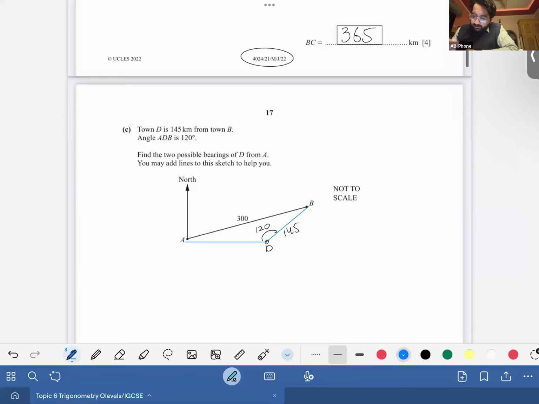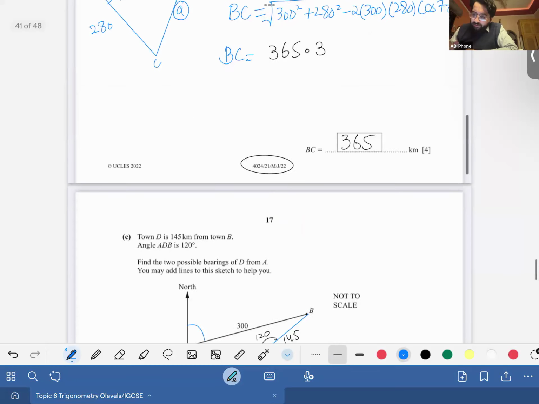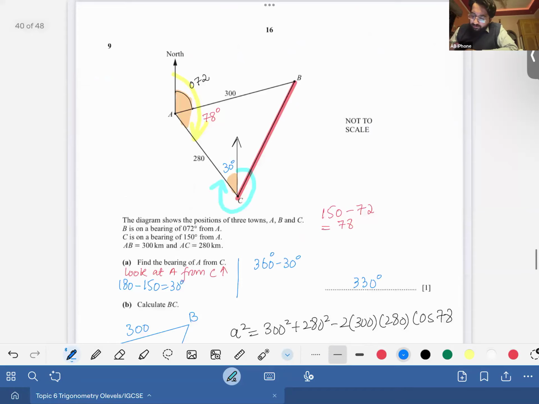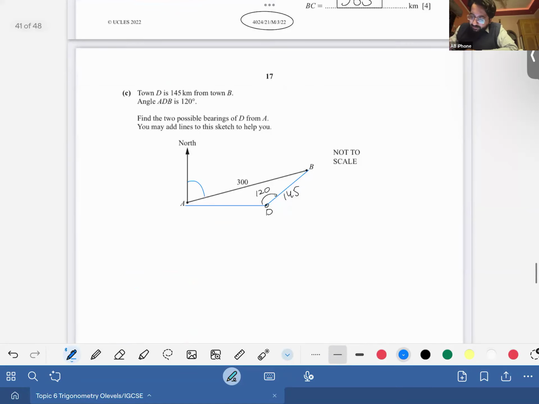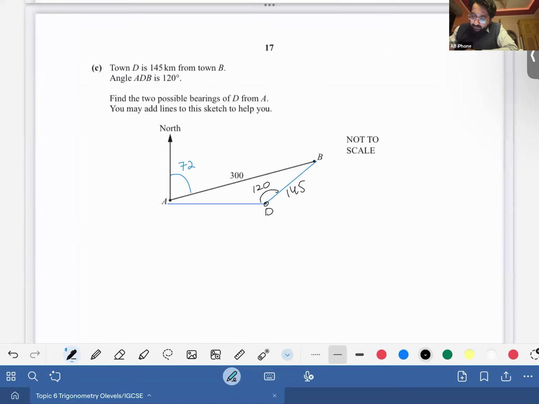What is the examiner saying? Examiner is saying find the two possible bearings of D from A. Bearing of D from A. We know that this angle is given in the question, which is 72 degrees. They say find two possible bearings of D from A. So it means look at D from A. So at A you have to draw north. It is already drawn in front of you. Agree or not? Yes or no? Yes.